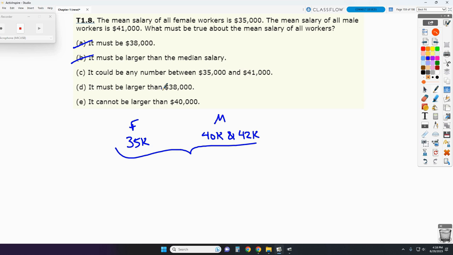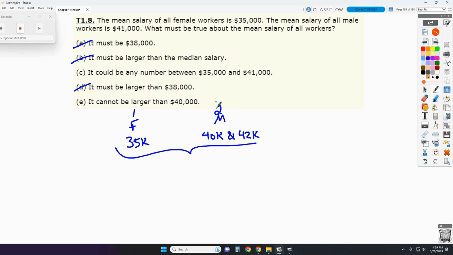D, it must be larger than 38. Well, again, we got 39, but could it be smaller than 38? And it could, right? In this situation, I had 2 male workers and 1 female. What if I had more female workers than male workers? Guess what's going to happen to the mean? It's going to be closer to the female average than to the male average. So it will actually be smaller than what's in the middle, 38. It cannot be larger than 40,000. So I would say this could happen.